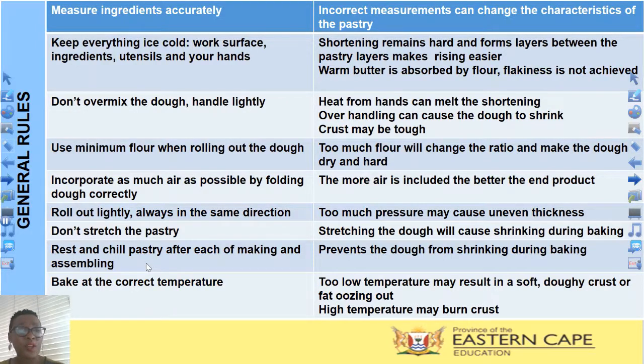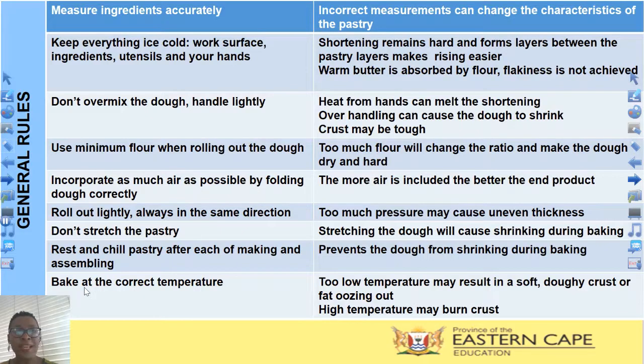You need to roll out your pastry lightly as well as in the same direction. You must not put too much pressure because then you'll have an uneven thickness. It is important that you do not stretch the dough. So you have this idea that if I stretch it, it's going to fit into my tart pan. That will not be good because if you stretch it out, the moment it goes into the oven, it's going to basically shrink back. And then you're going to have an undesirable end product. So you roll it in the same direction, and you make sure that you've got enough to cover your tart pan without any stretching.